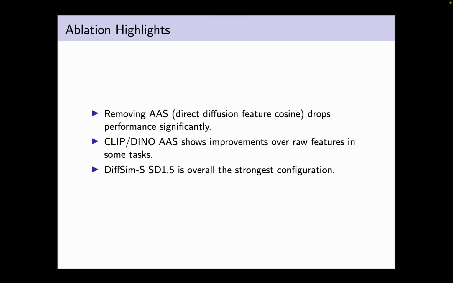We ran several ablations to verify design choices. Most importantly, replacing AAS with a direct cosine on diffusion features greatly reduces performance. Attention alignment is the key. CLIP AAS and Dino AAS improve over their raw features on some tasks, showing AAS generalizes. We also compared DiffSim on SD 1.5 versus SDXL. Larger models may produce more diffuse attentions, sometimes hurting performance.